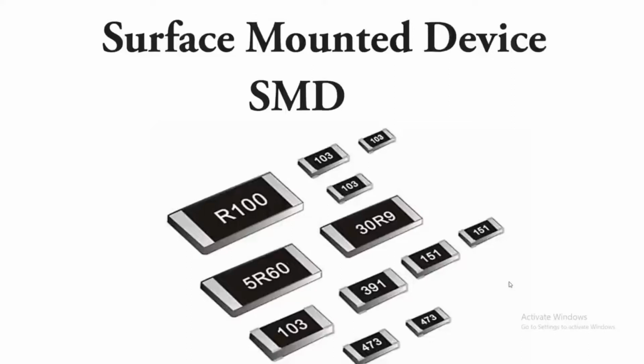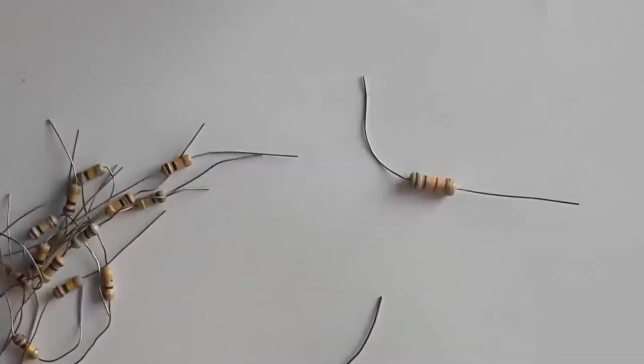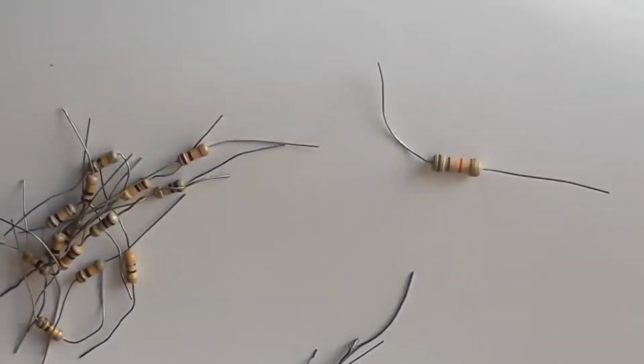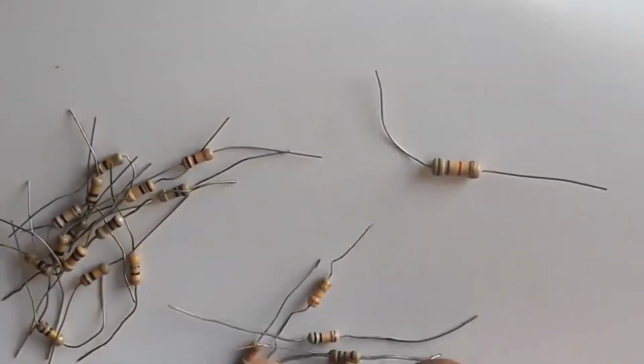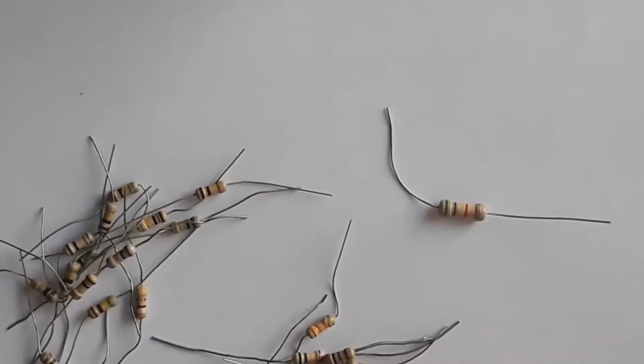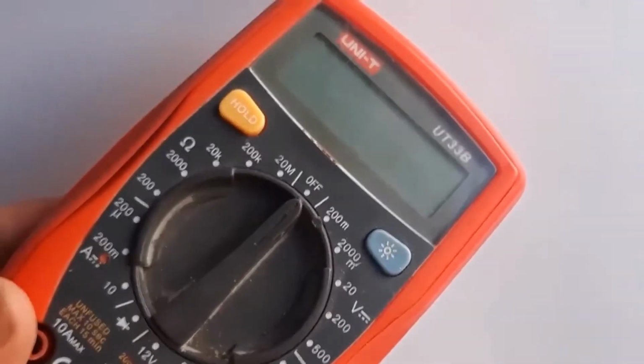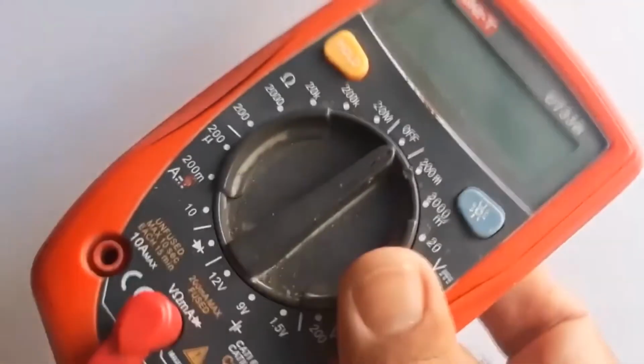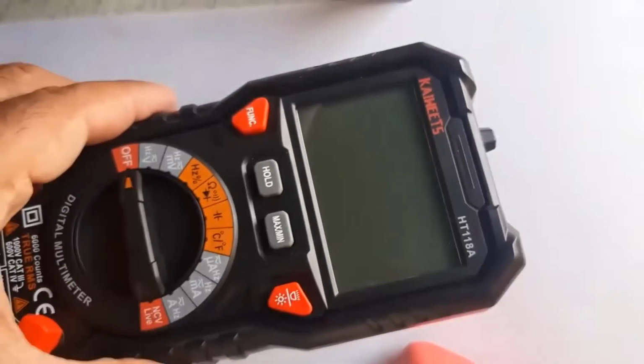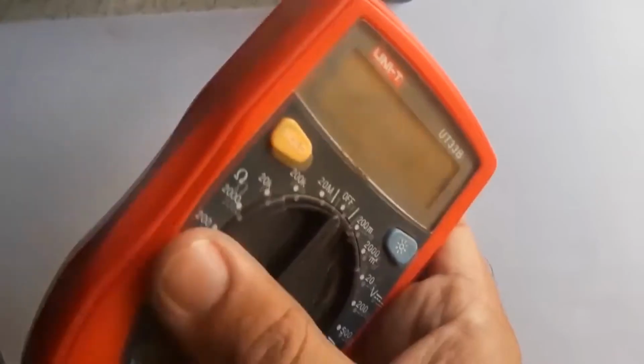These were the types of resistor. Now, how to test and check the value of these resistors. Resistors have different values, so in this video I am going to show you how to test the value of a resistor. We are using these two types of multimeter. This is a digital multimeter, and this is also.